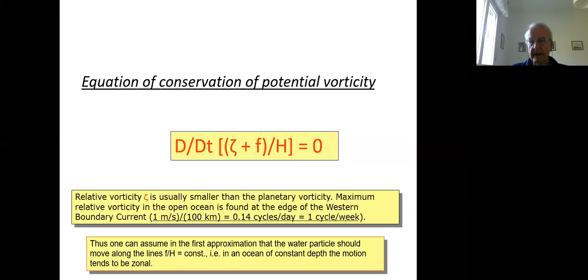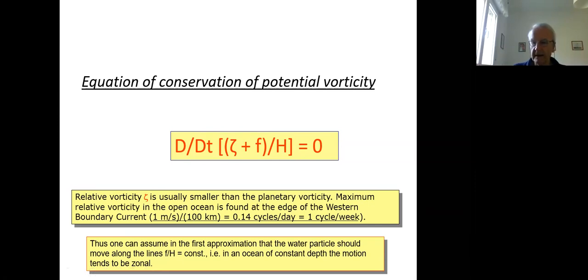And last time we were talking about the equation of conservation of the potential vorticity. Potential vorticity is essentially the ratio between the absolute vorticity and the depth of the ocean. And if you take the total derivative of this potential vorticity, it should be zero following the particle.